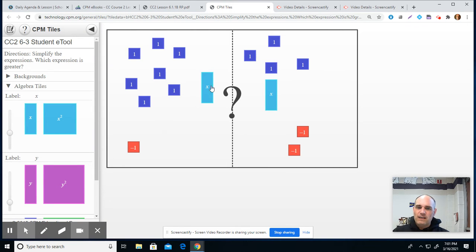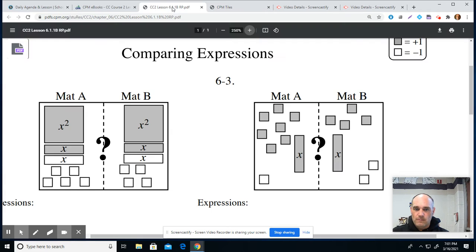So we need to find out a way to decide which side is bigger. Is side A or is side B bigger, using some things that we know? So the first thing that I'm probably going to do is take a +1 and -1 and create a zero pair. So on my sheet, I'm going to draw a circle around these. So those are gone. They create a zero pair.